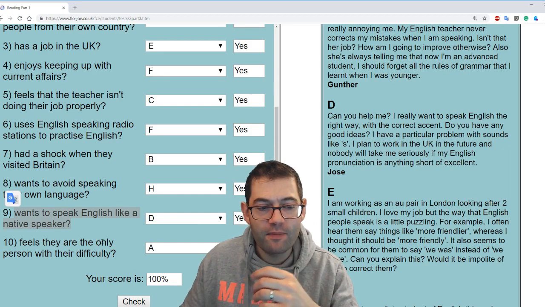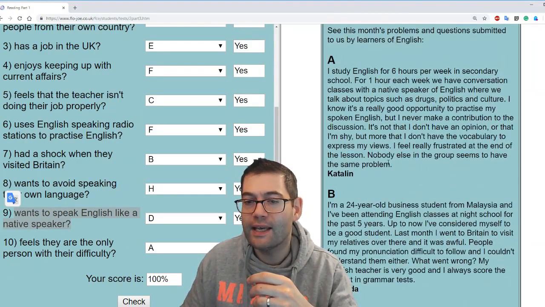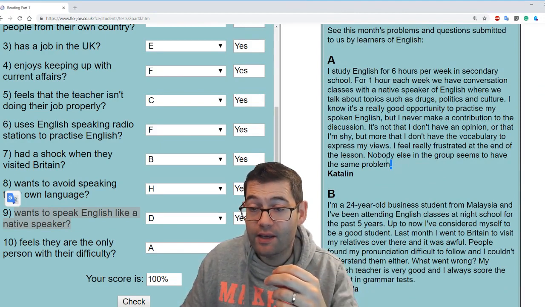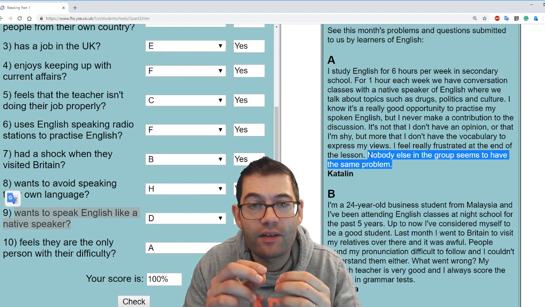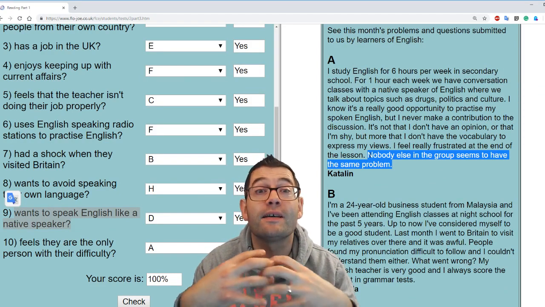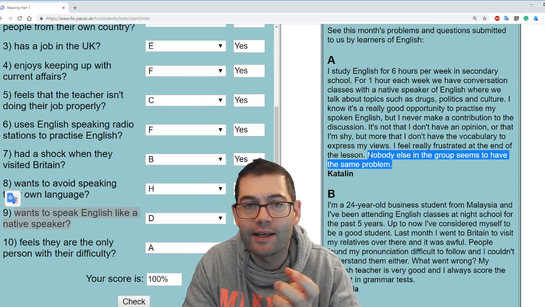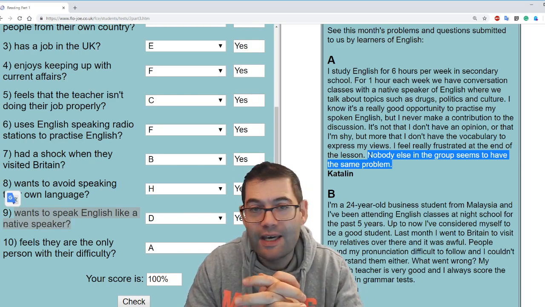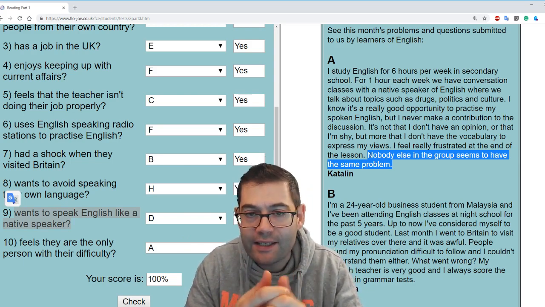Feels that they are the only person with their difficulty. Straight back to A. One of the things we highlighted as we went through the text, nobody else in the group seems to have the same problem. In other words, I am the only one, which is a clear vocabulary link to number 10. And there we go. It is something you can get good at if you practice.